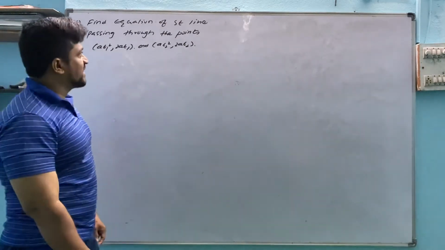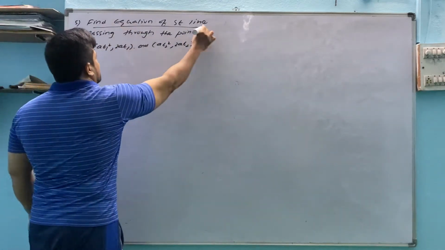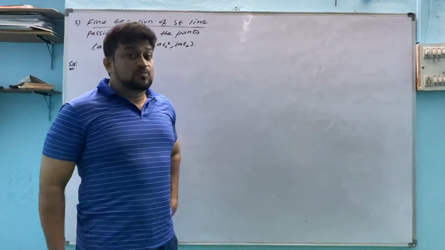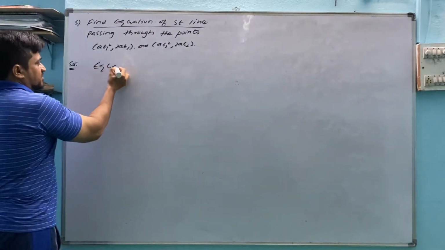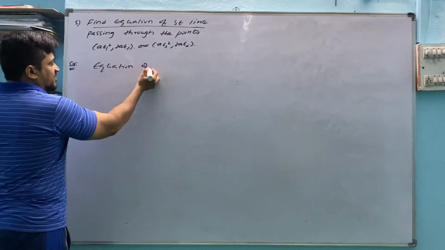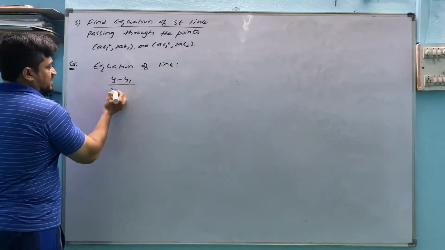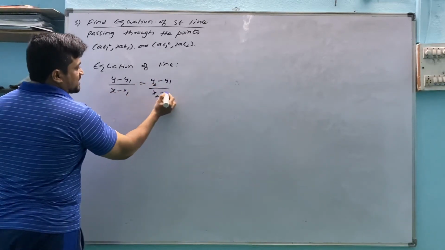The question gives the points and asks for the equation of the straight line passing through them. Two points are given; find the equation of the straight line. Now you have to search for the formulas: the equation of a line when two points are given. Many equations I have given, and from those, the equation of a line through 2 points is: y minus y1 by x minus x1 equals y2 minus y1 by x2 minus x1.